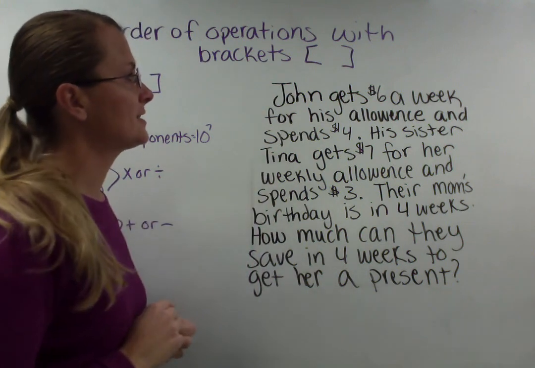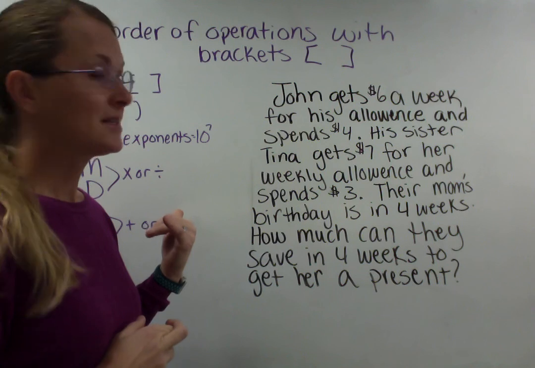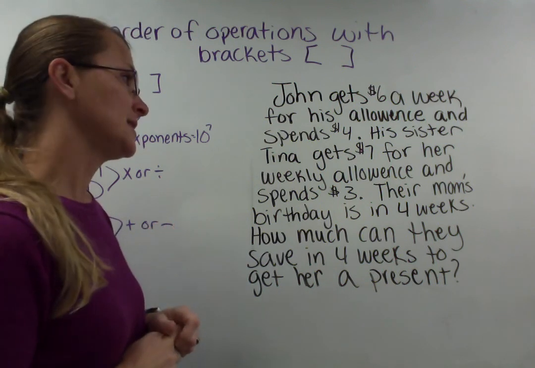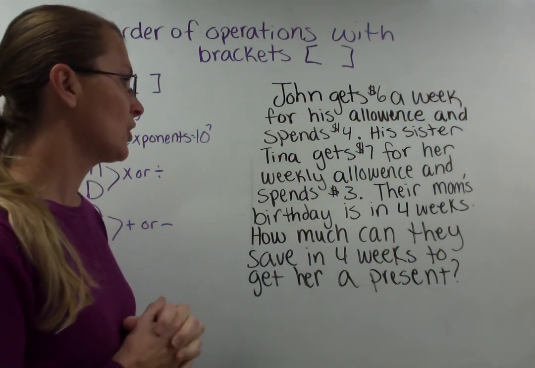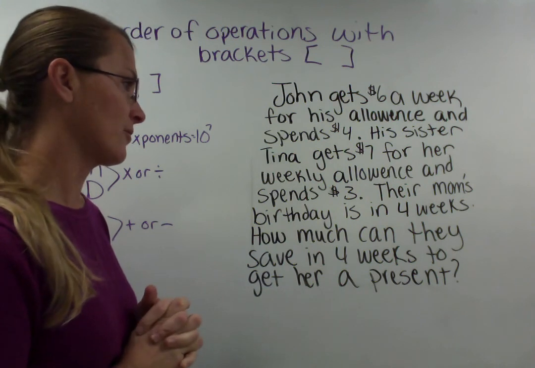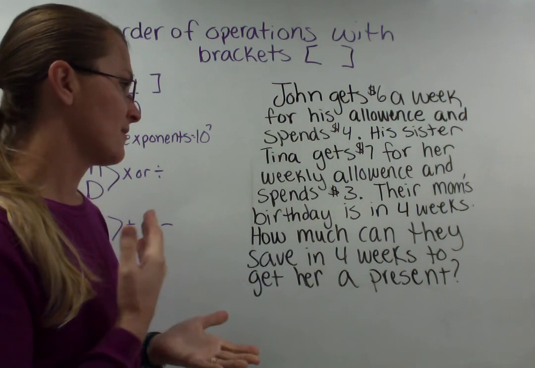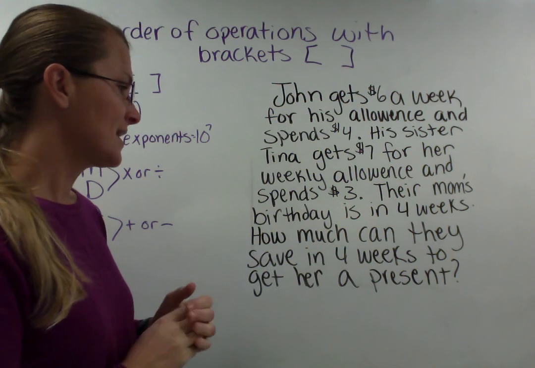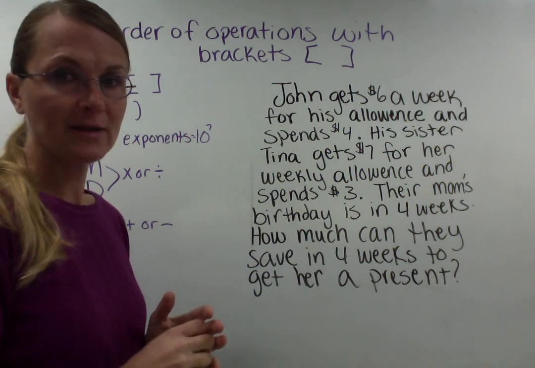So it says John gets $6 a week for his allowance and spends $4. His sister Tina gets $7 for her weekly allowance and spends $3. Their mom's birthday is in 4 weeks. How much can they save in 4 weeks to get her a present?